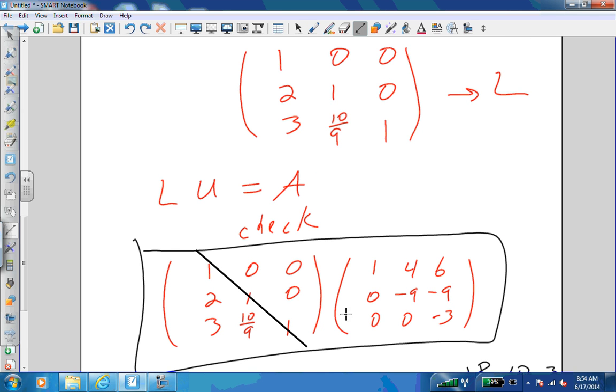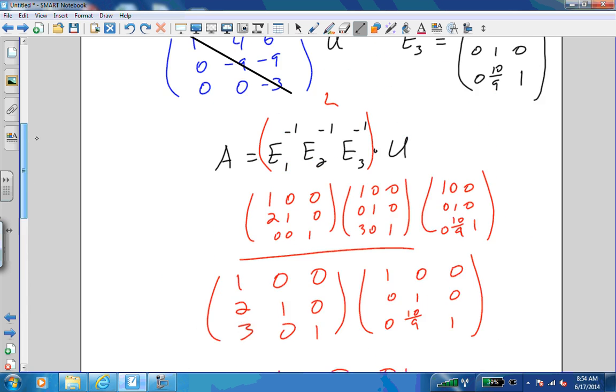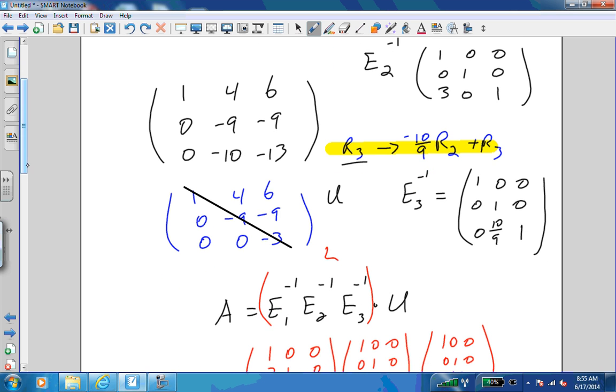Lower triangular, upper triangular. So again, just a quick review. We'll take our A and we'll use elementary operations to get A into row echelon.